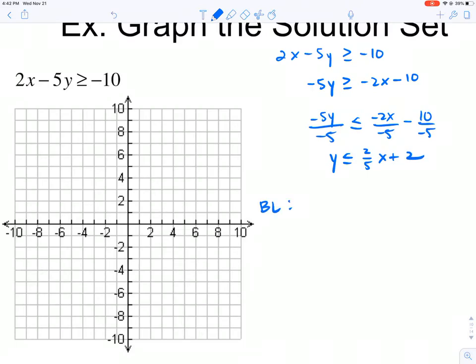So our boundary line will be the equation y equals 2/5 x plus 2, and it's going to be a solid boundary line since it's y is less than or equal to. To determine the type of boundary line, we look at the type of inequality symbol. So I'm going to graph my boundary line. y-intercept of 0, 2, slope of 2/5, so up 2, right 5. And then I go down 2, left 5 to extend.